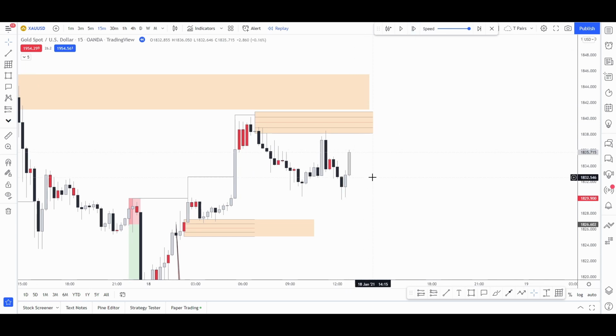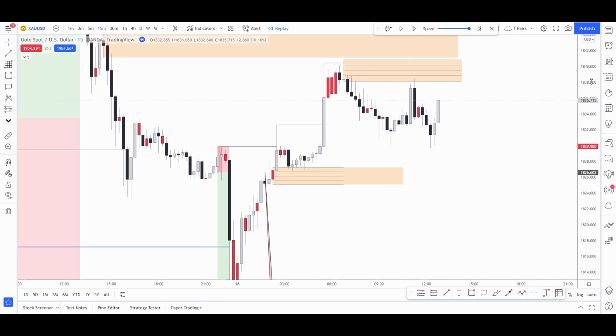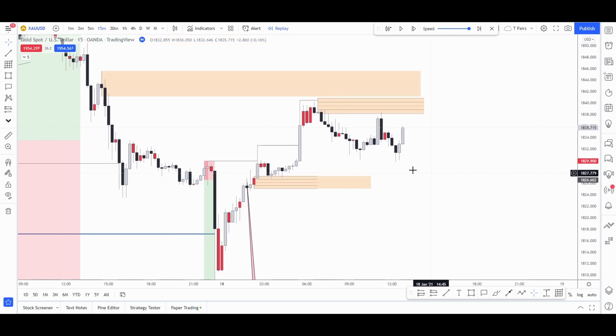Well, okay, TradingView jumped a little bit. So what are we getting? Okay, let's just regroup a little bit. That's what I was going to do.